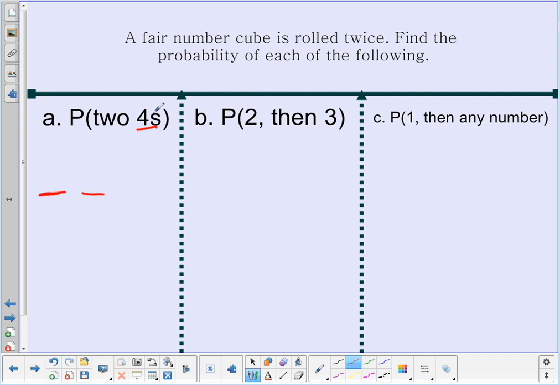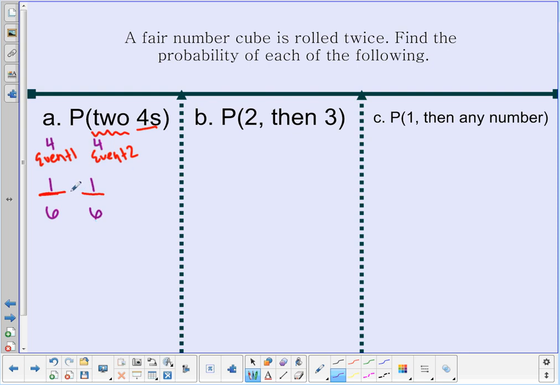Okay, 2 probability fractions, because I want 2 different things. This is 2 different events, like event 1 and event 2. So I have 2 different fractions there. Then I think about what's the probability of each one? Well, we want a 4 for this one. That's a 1 out of 6 because there's only one 4 on a number cube. And we want a 4 for event 2. That's another 1 out of 6. So I have 2 probabilities of 1 out of 6.